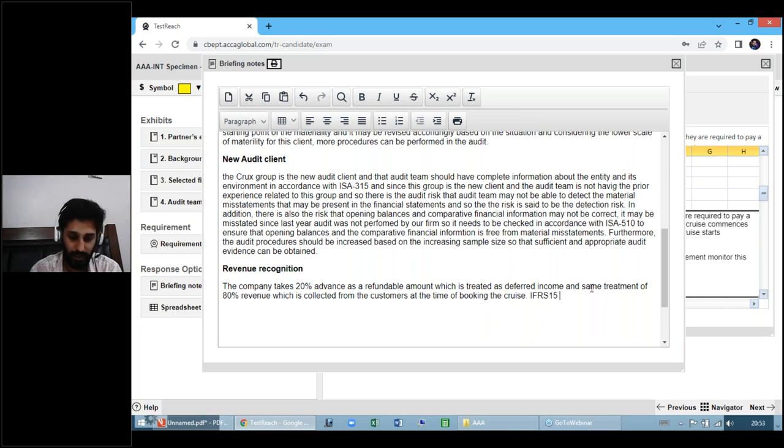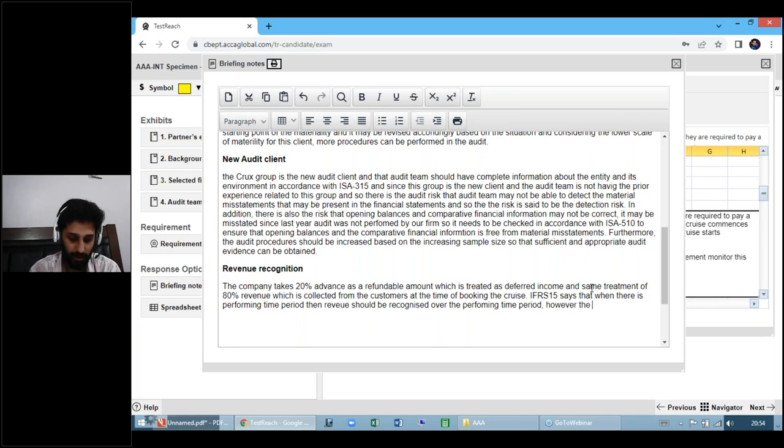IFRS 15 says that when there is a performing time period, then revenue should be split down. Revenue should be recognized over the performing time period.